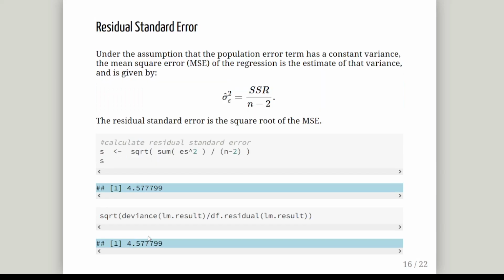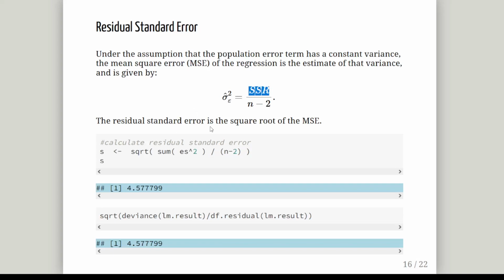Now, this is where a little bit of theory comes in. This is not really our stuff, but if you're going to be doing this, you have to remember what all of this is about: the residual standard error and the mean squared error. Under the assumption that the population error term has a constant variance, the mean square error, MSE, of the regression is the estimate of that variance, and is given by sigma hat squared epsilon equals SSR, the sum of squares for residuals, divided by n minus 2. The residual standard error, which is what we're going to be using, is simply the square root of that.